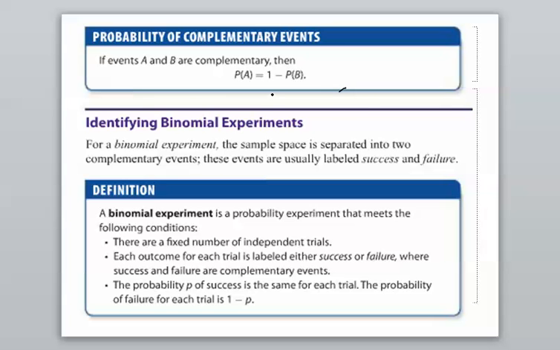Now there's another term that I need to introduce you to, and it's called a binomial event. A binomial event is either true or false. If you remember that little character in the movie Tron, there was a bit character, and it would just come on and it was either true or false. It would either blink right or wrong. Okay? A binomial event is a probability experiment that meets the following conditions: fixed number of independent trials. Each outcome is either a success or a failure, true or false, and the probability of success is the same for each trial.